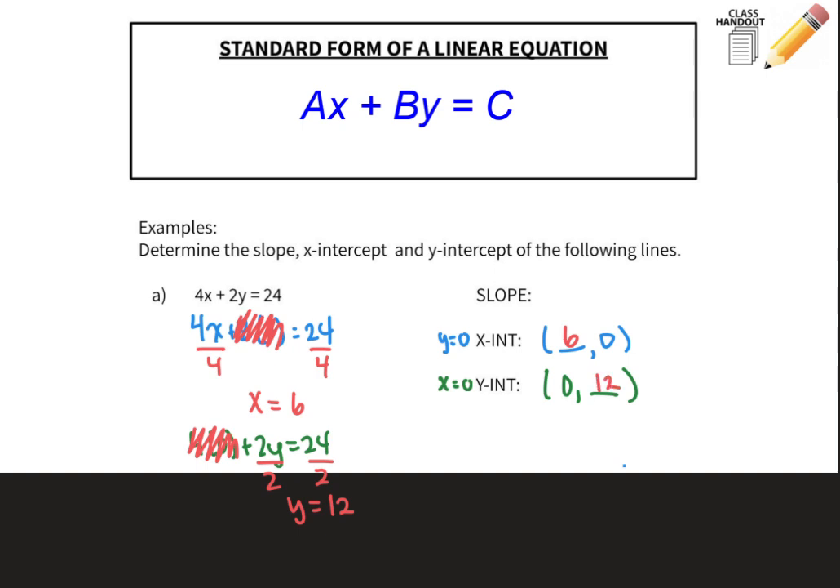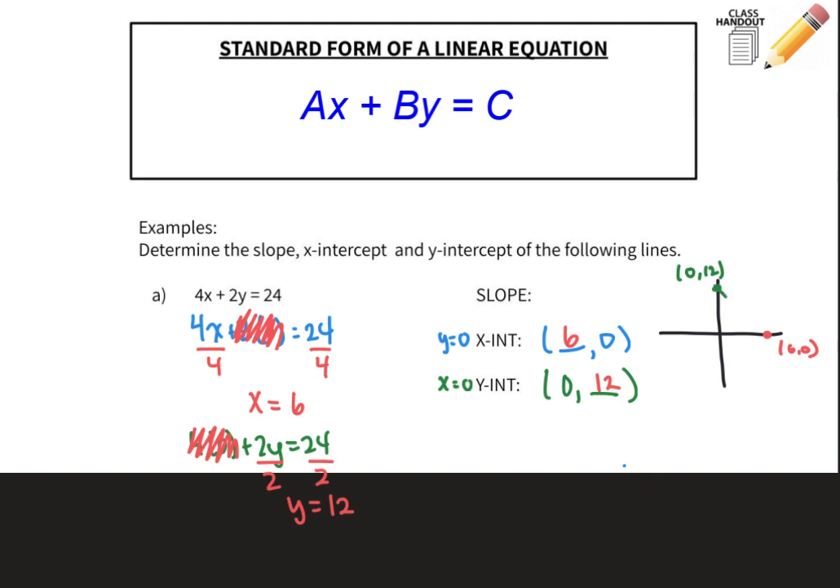So to find my slope, there's a couple ways we could do it. We can convert this equation to slope-intercept form, or we can use our x and y-intercepts and find the slope. So I think that's the easier way. So what I'm going to do is sketch a picture of this graph. It doesn't have to be a perfect picture. I know my x-intercept is 6, 0, so that might be here. And then my y-intercept is 0, 12.